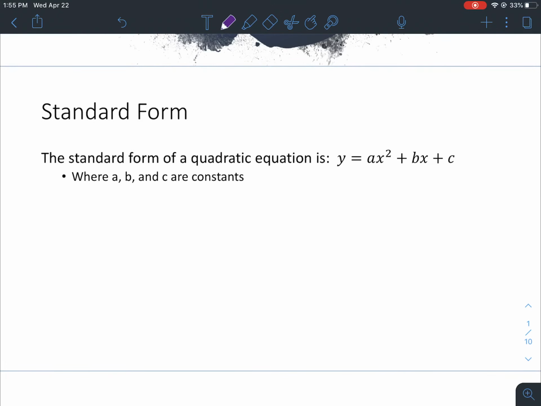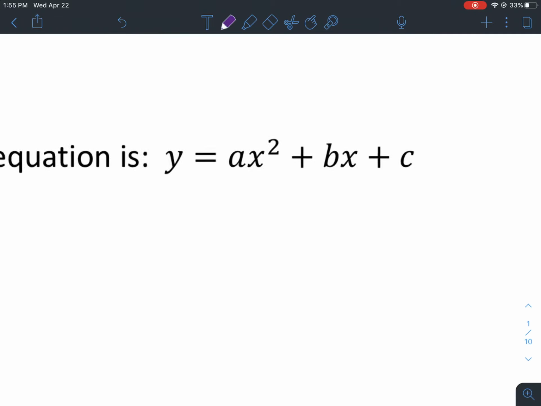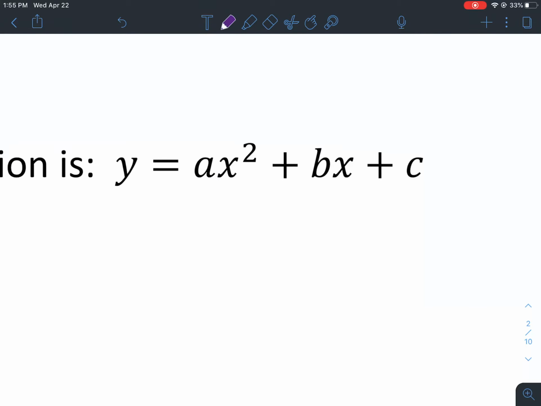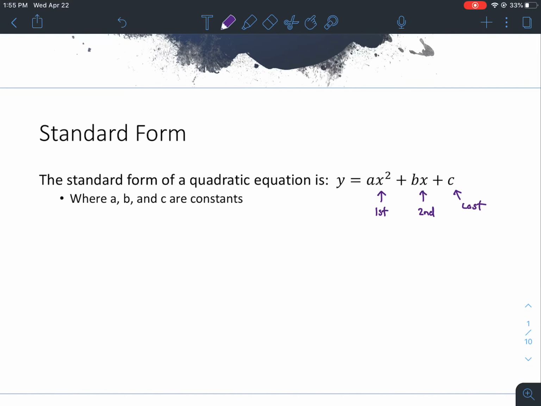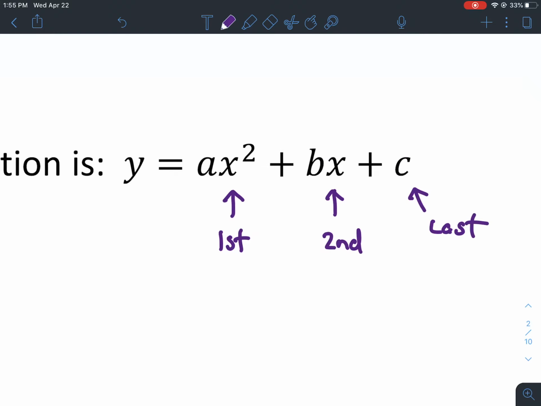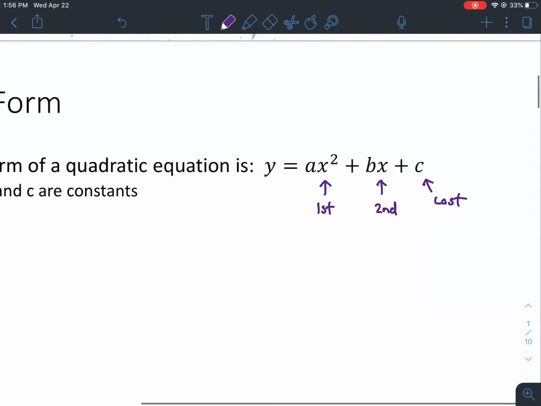Now, an important thing is whenever we want to graph a quadratic equation, it needs to be in standard form. So remember, standard form looks like this. y equals ax squared plus bx plus c. In other words, the x squared term has to come first, the x term has to come second, and then the constant, the number without a variable, is last. That's the order we want those in. So remember, a, b, and c are just numbers. So this could be anything like 2x squared plus 5x plus 30 or anything, right? a, b, and c are just numbers.